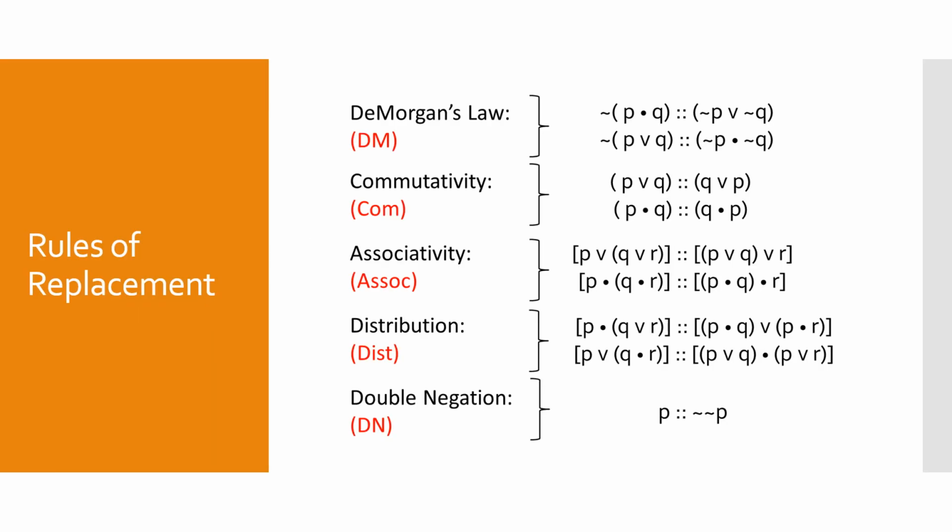So if we want a list of our new rules, the rules of replacement that we've seen so far, the first 5, we get De Morgan's law, commutativity, associativity, distribution, and double negation. And I promise you these will be used over and over again. They're very important rules. Notice that these all basically deal with disjunctions and conjunctions in some way or another, except the last one, which simply deals with negations.